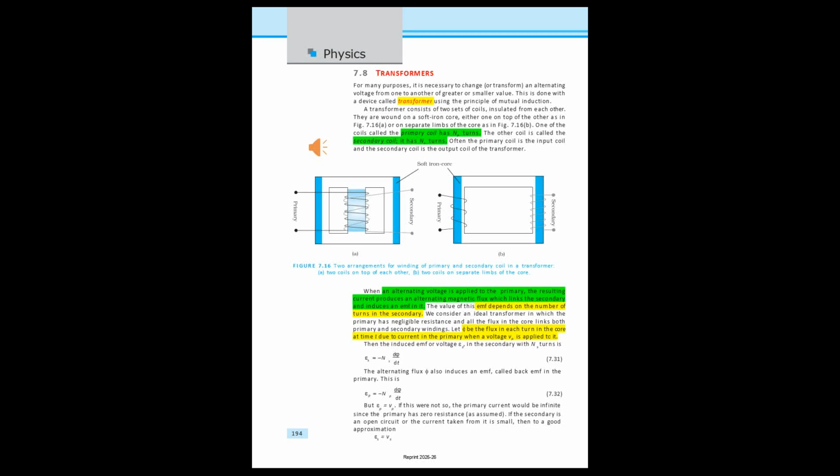The alternating flux phi also induces an EMF, called back EMF, in the primary. This is given by equation 7.32. But epsilon p equals Vp. If this were not so, the primary current would be infinite since the primary has zero resistance, as assumed. If the secondary is an open circuit or the current taken from it is small, then to a good approximation epsilon s equals Vs, where Vs is the voltage across the secondary.